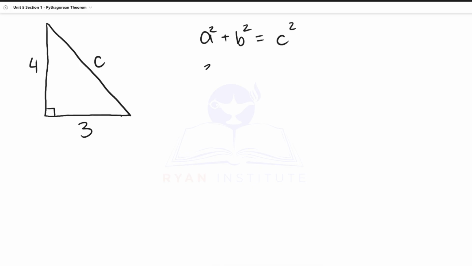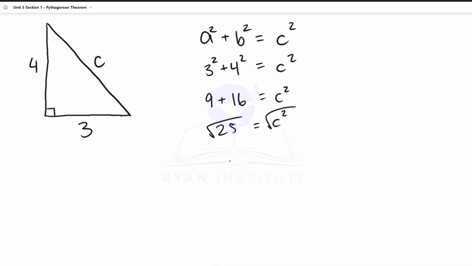Right, so we have 3 squared plus 4 squared equal to c squared. This is 9 plus 16 equal to c squared. This is 25 equal to c squared. And then we take the square root of both sides. So 5 is equal to c. And that is our hypotenuse.